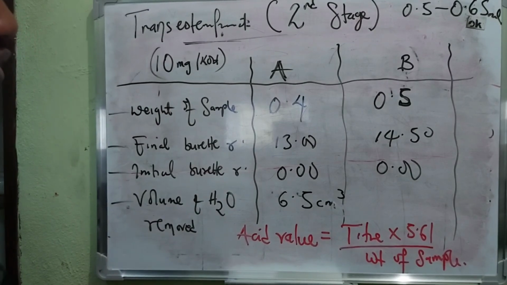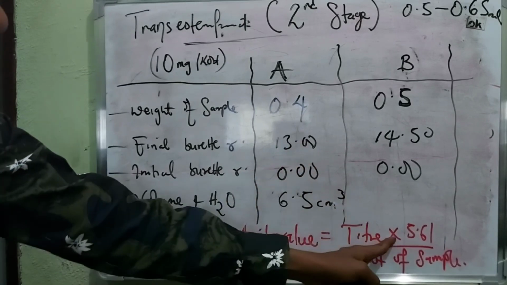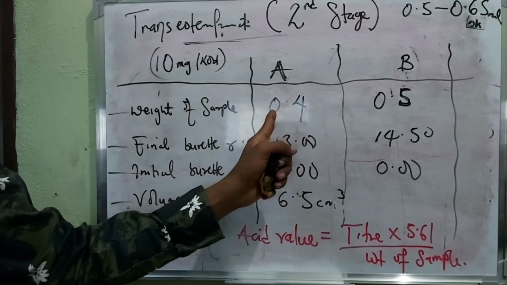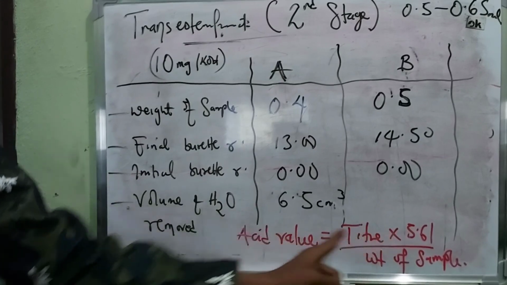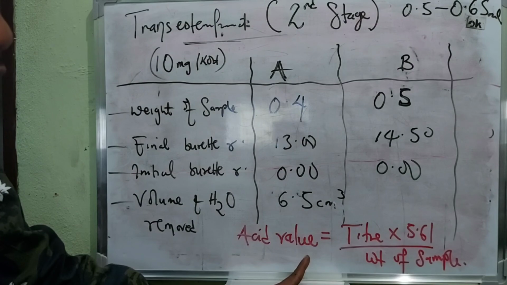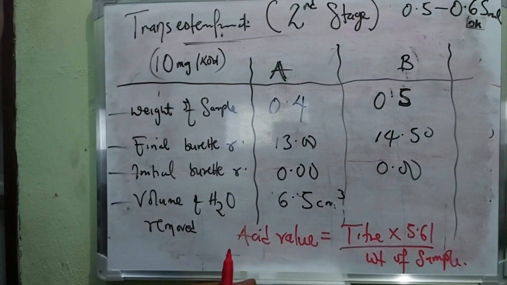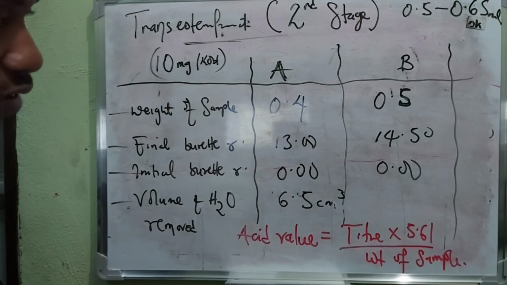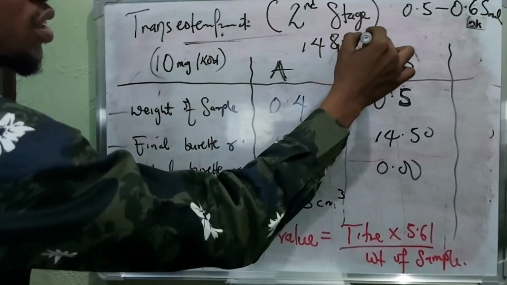So at the latter end, you have to find the acid value here. Titer value is 13 times 5.61 divided by the weight of the sample, which is 0.4. So the weight of the sample is 0.4, the titer is 13, and 5.61 is a constant. So you get the acid value for the first portion of the withdrawn aliquot. The same thing you do for the second portion. Then you find the average of the two values. That will give you the average acid value, which could be around 148.6 milligram KOH per gram.